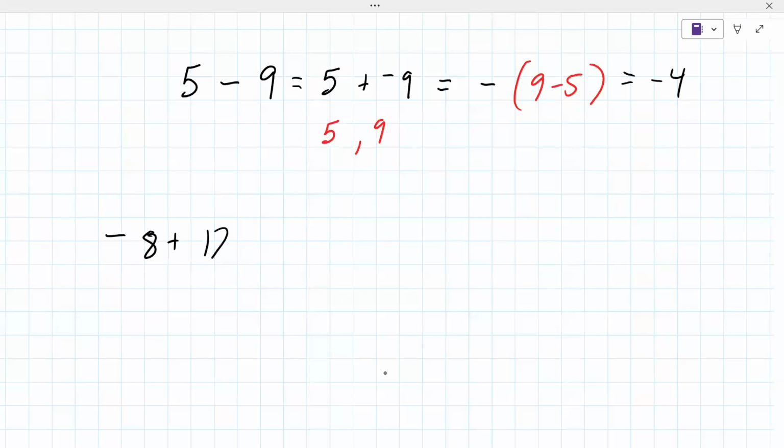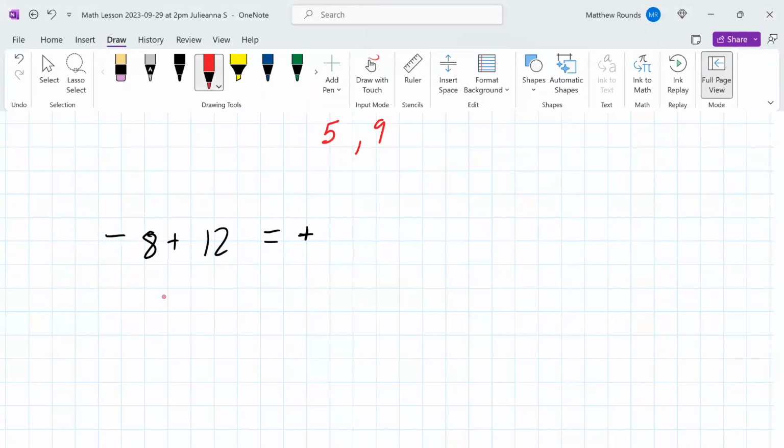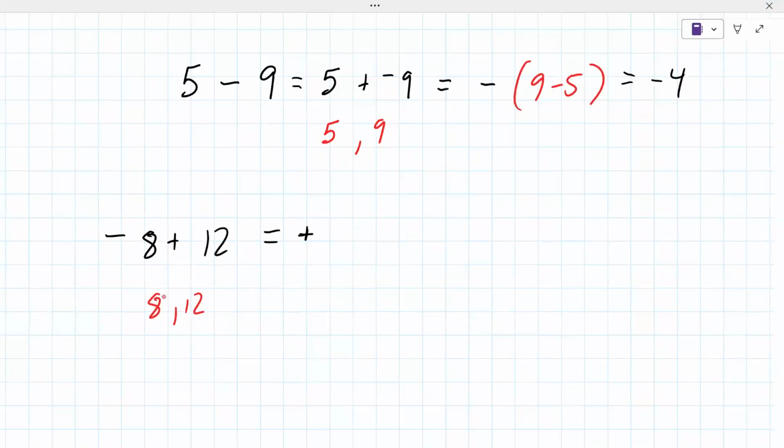-8 plus 12. Which is further from 0, -8 or 12? 12. The answer is positive. We don't write the positive, but for now we write the positive. Then you look at the numbers without the sign. Which is larger, 12 or 8? 12. You take 12 and subtract 8. What is the answer?